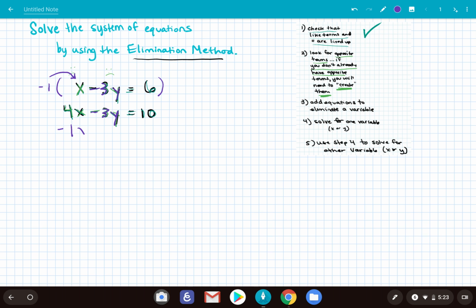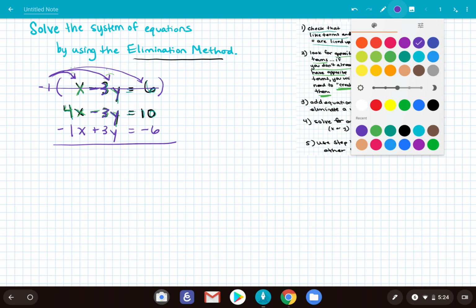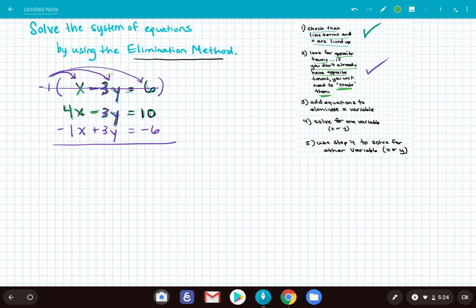I have -1x. -1 times -3y is positive 3y. And then -1 times 6 is -6. And then I've changed that equation, so now I just have these two to think about. Now I have opposite terms. My opposite terms are -3y and positive 3y.